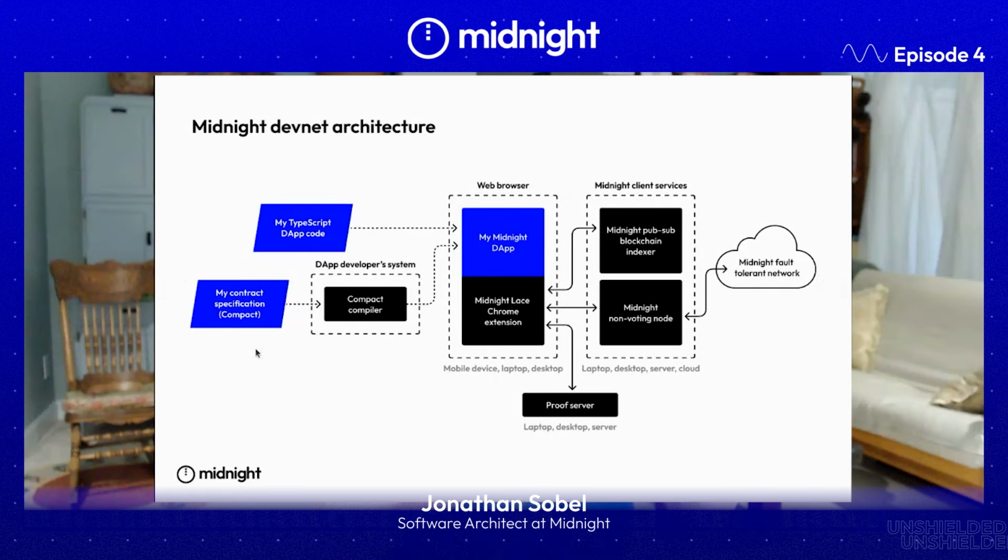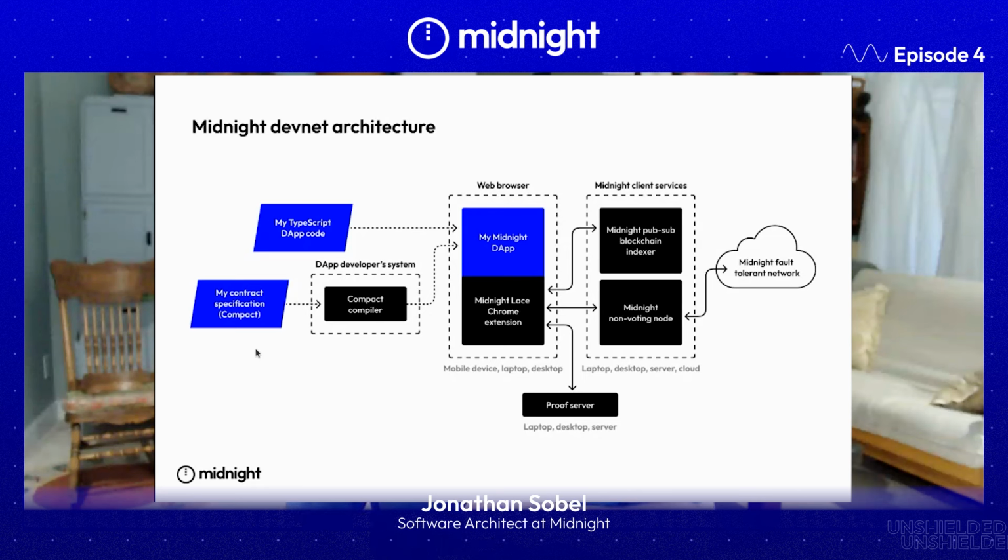So we have this Compact language, and that flows through a compiler to produce TypeScript output and some of the keying outputs you need for the cryptography side. You write the rest of it in TypeScript. And so the compiler produces, in a sense, a custom API for your contract that you can then write TypeScript code that calls into, and does things with your contract, as well as using the rest of the platform.